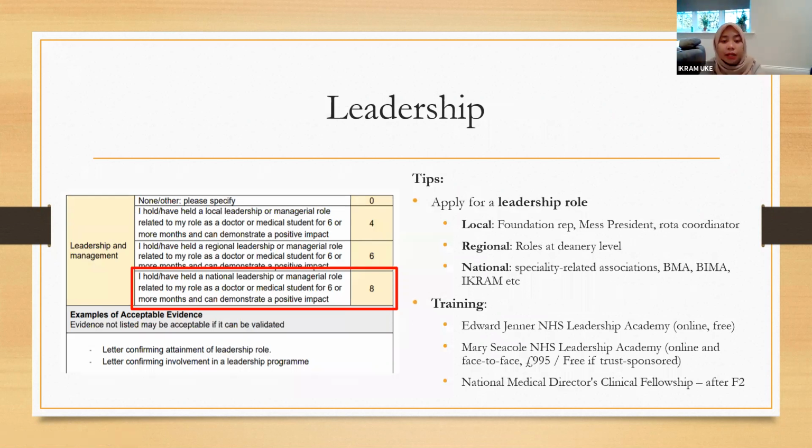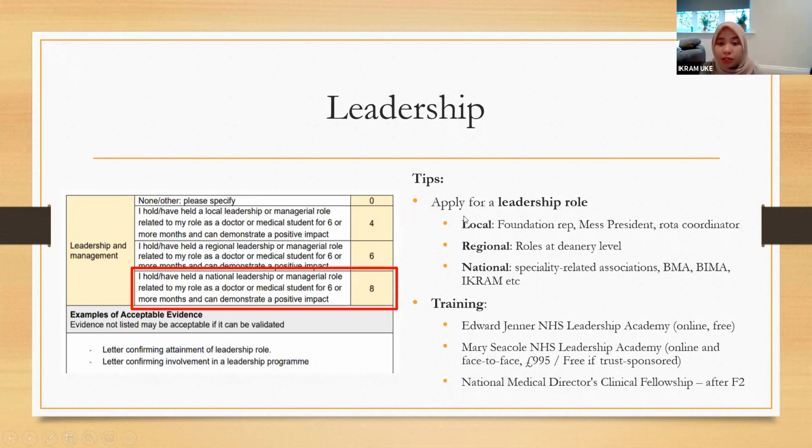The next section that I'll be talking about is leadership, and this is a part of the portfolio scoring criteria. As you can see, the more involved you are with each section, the higher your points will get. And then they also explain what evidences are acceptable.